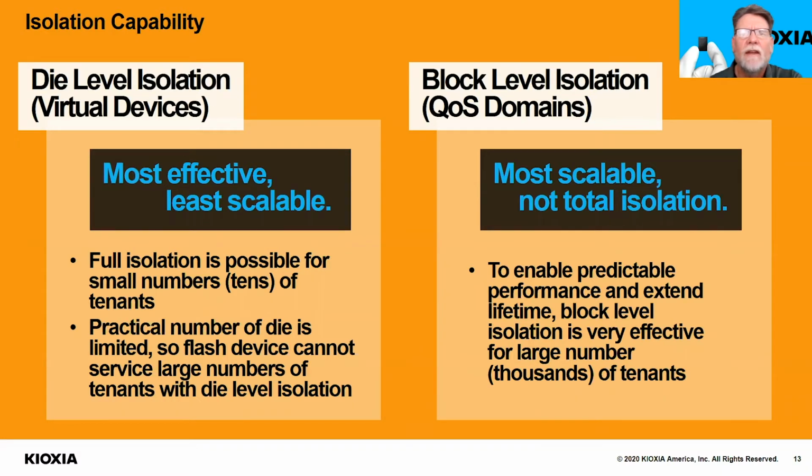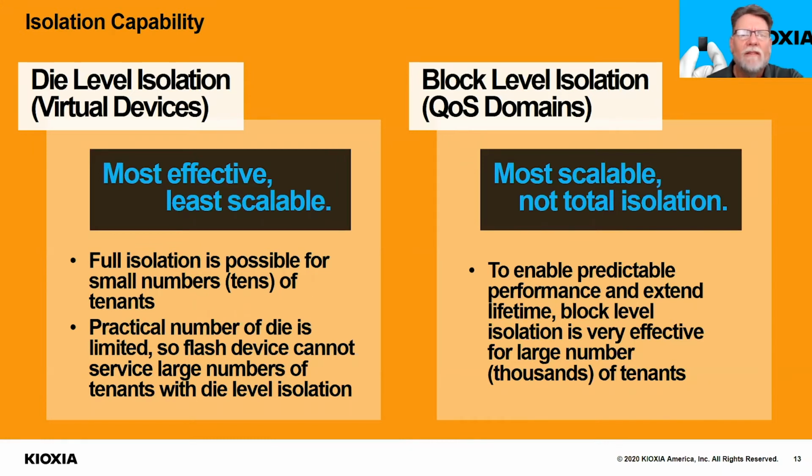So to summarize data isolation, the two main mechanisms are listed here with their benefits and restrictions. Die-level isolation is hardware-based isolation. It is the most effective and the least scalable. The reason it's the least scalable is that it's limited by the number of physical die present. On most devices, there will be somewhere between 32 and possibly 128 die per device. So you would have a maximum of either 32 or 128 virtual devices possible.